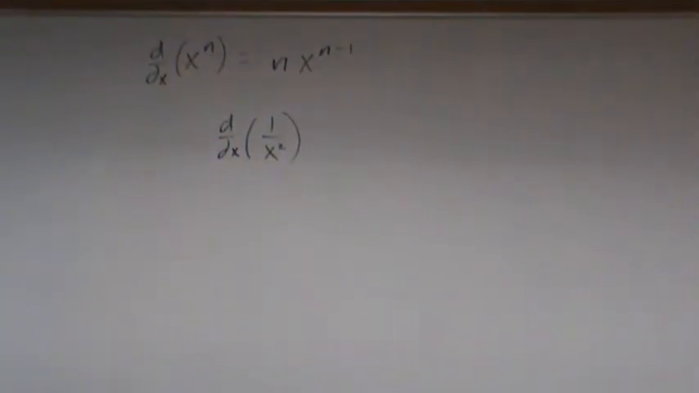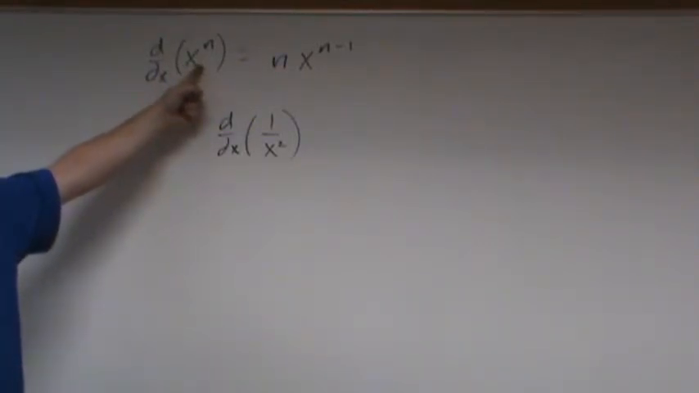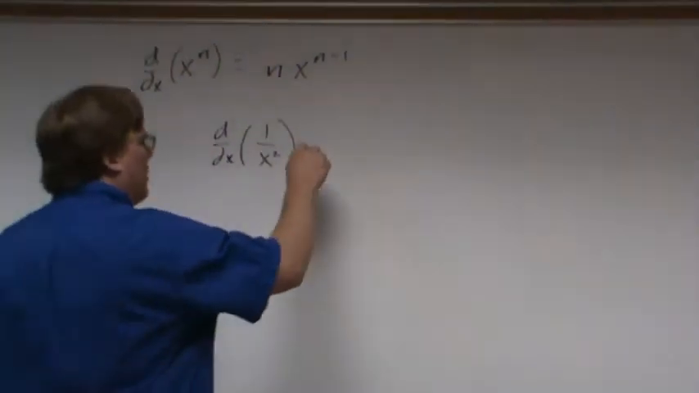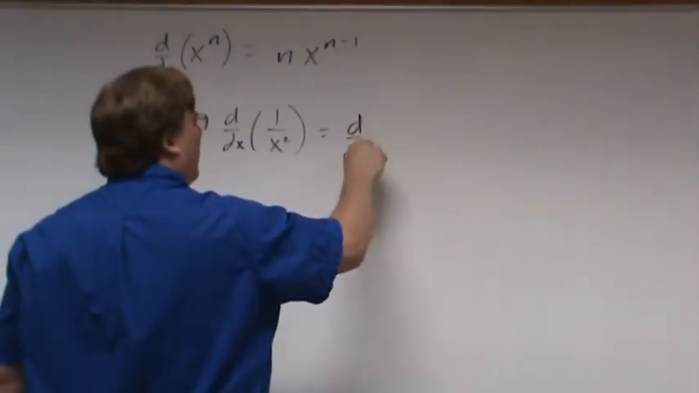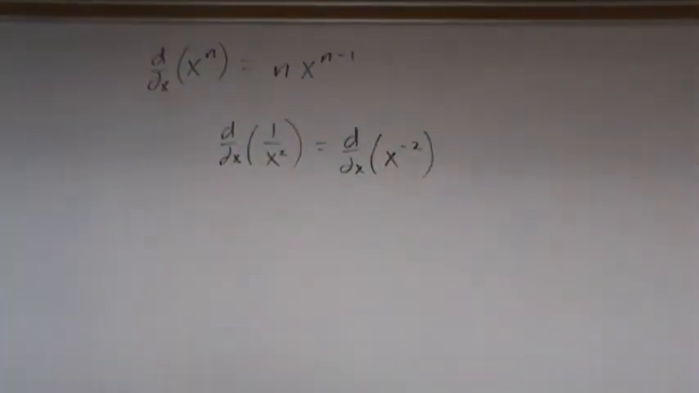Hold the x squared. You must turn it into something that looks like this. That's your goal. Whenever you apply the power rule, you've got to turn it into something that looks like this. So we're going to say this is the derivative of x to the negative 2 power. Are you guys okay with that?